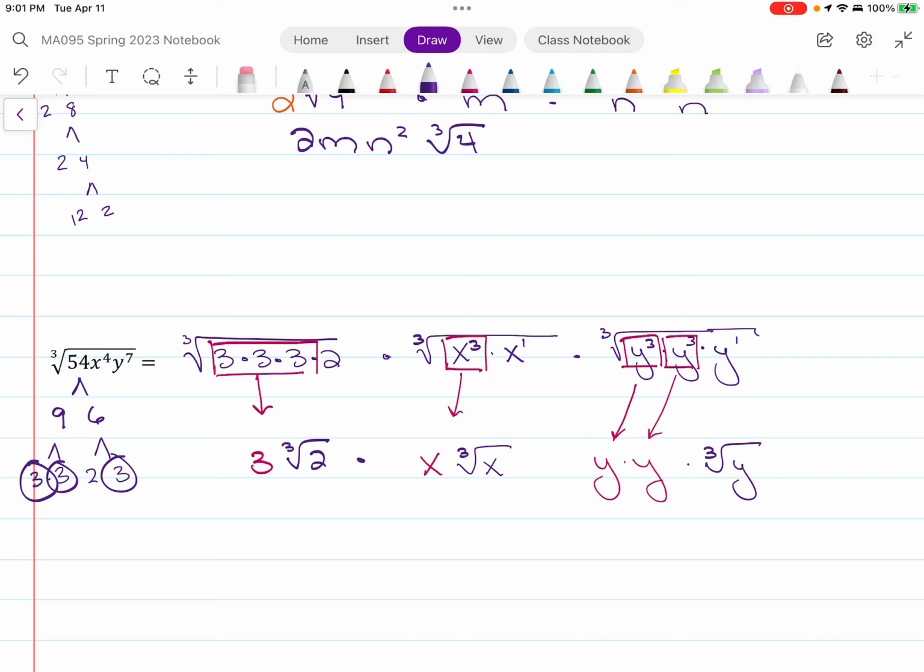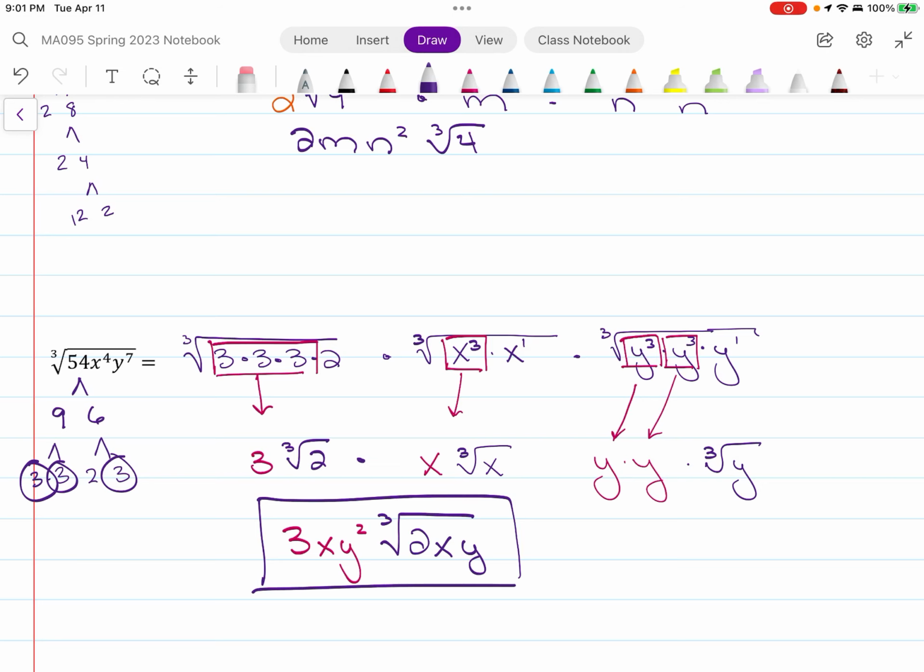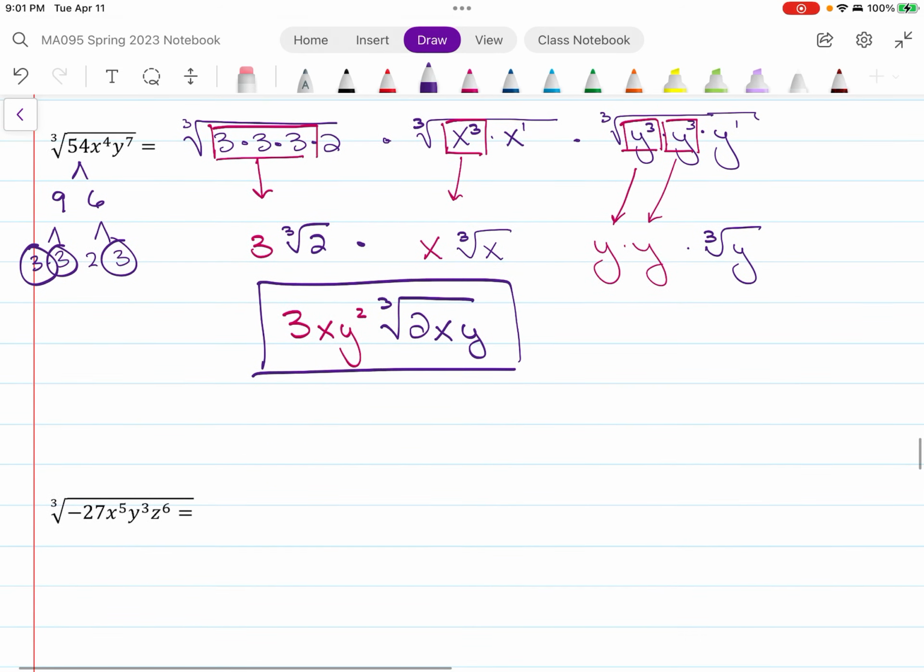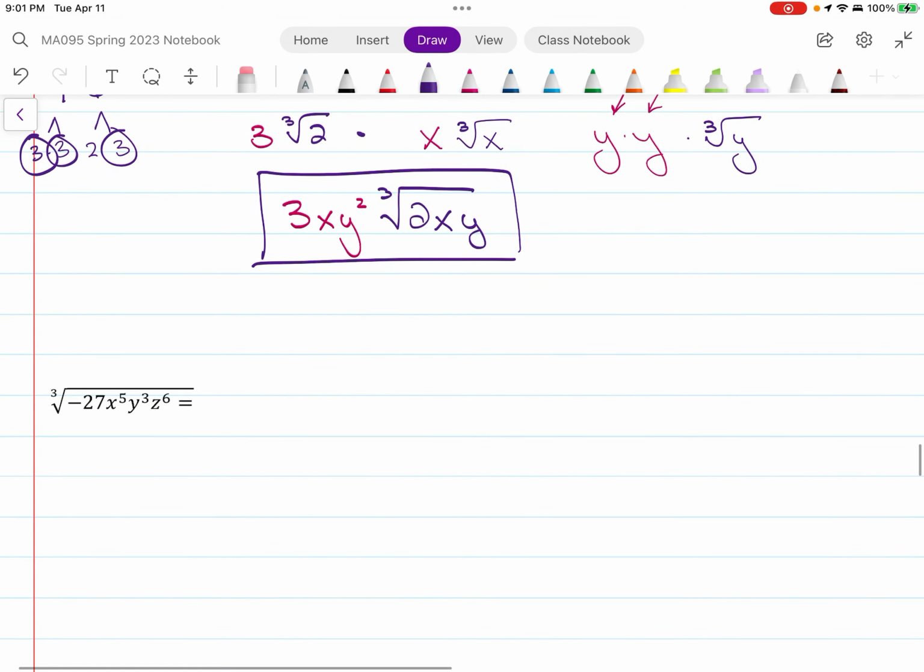All right, so all the pink stuff goes on the outside. So that is going to be 3 times x times y times y, which is y squared. Underneath, we're going to have the cube root of 2xy. Okay, so that's the final answer. Woohoo! Just a big puzzle. All right, so continue on. Give that one a try.